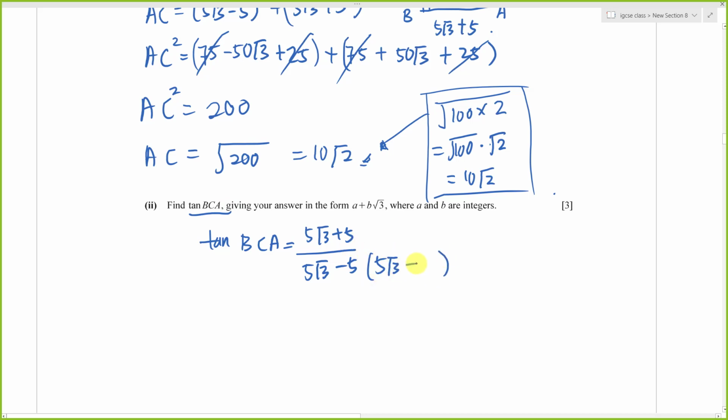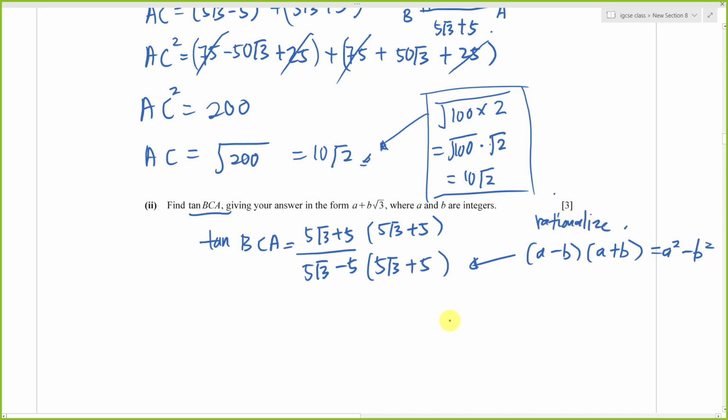So times 5 sub 3 plus 5, over 5 sub 3 plus 5. Just in case you do not know what is happening here, basically A minus B multiply A plus B, I will get A squared minus B squared. This process they call rationalize. The purpose of doing this is to eliminate the square root at your denominator. So this one I will get A squared minus B squared, right? So 25 times 3 will be 75, and then minus B squared 25.